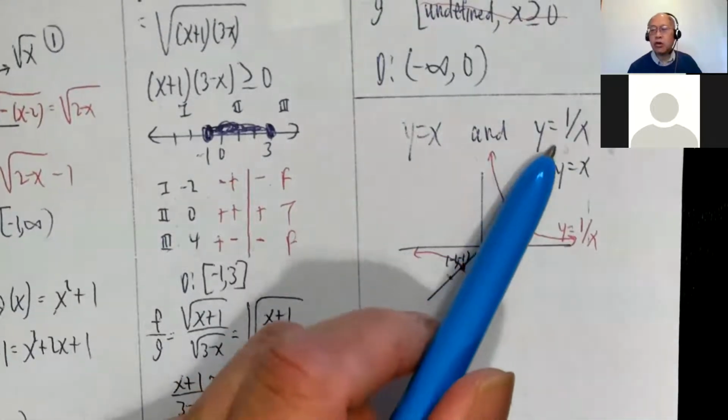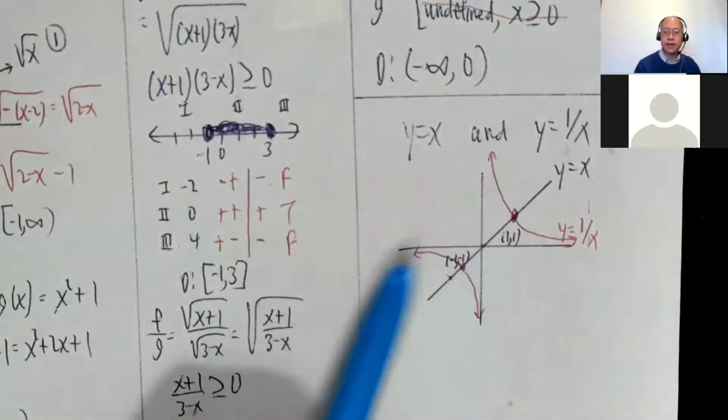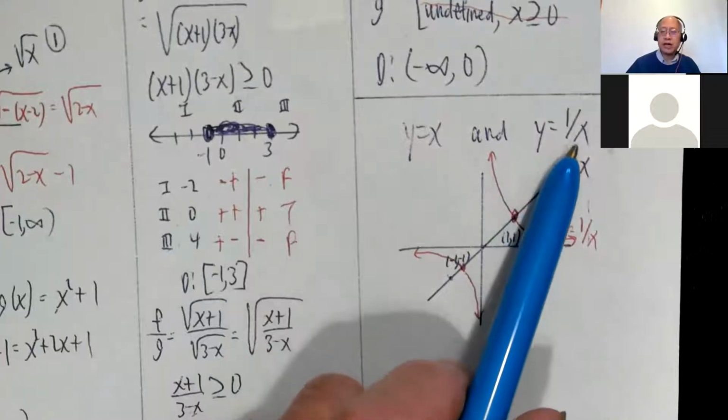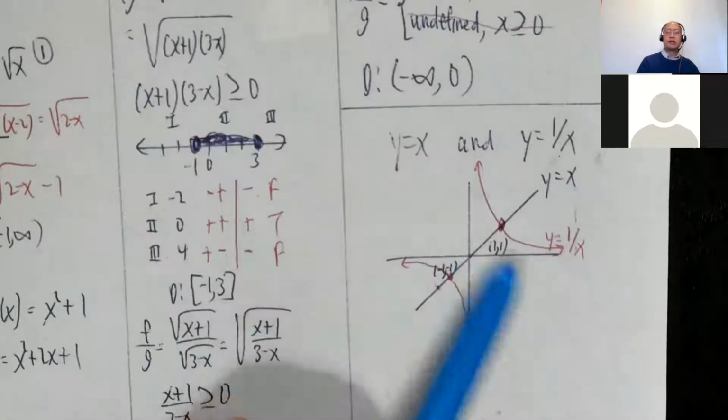And this graph exhibits origin symmetry. I have symmetry with respect to the origin. So this thing reflects down to here. That means if I replace x with -x and y with -y, I get an equivalent equation. So there's symmetry with respect to the origin.